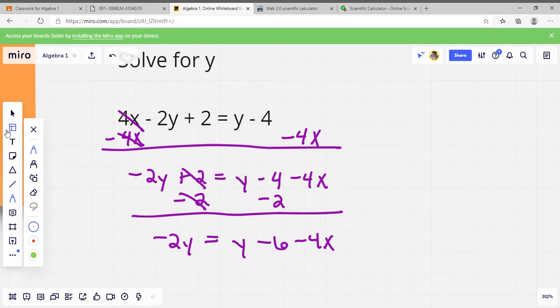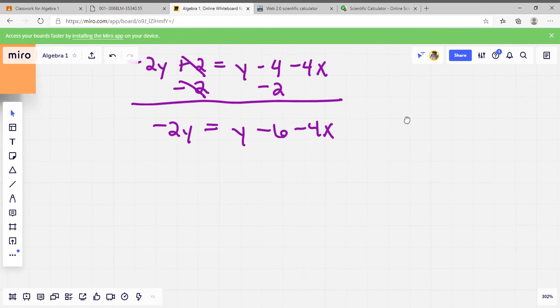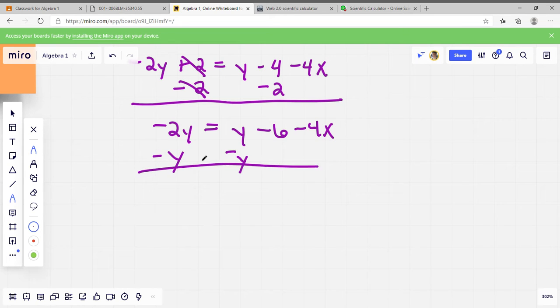Now, before we can move any further, we've got to get all our y's on the same side, so we need to move this y over to the other side. So we're going to move that y by subtracting y right here and here. Those cancel. And now we're going to have minus 3y equals negative 6 minus 4x.